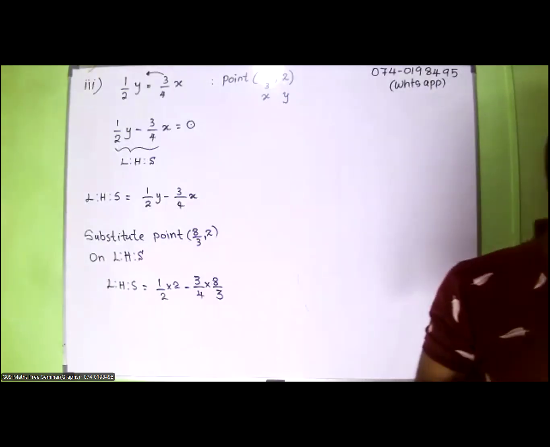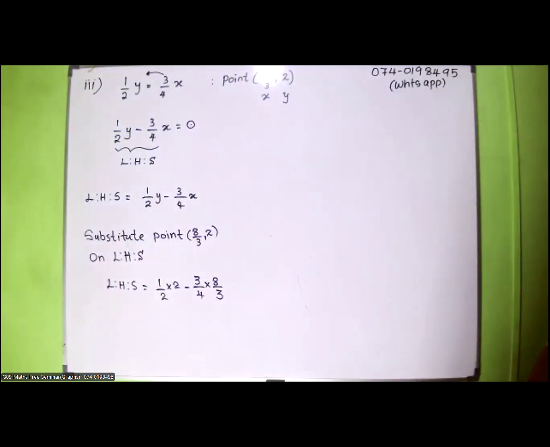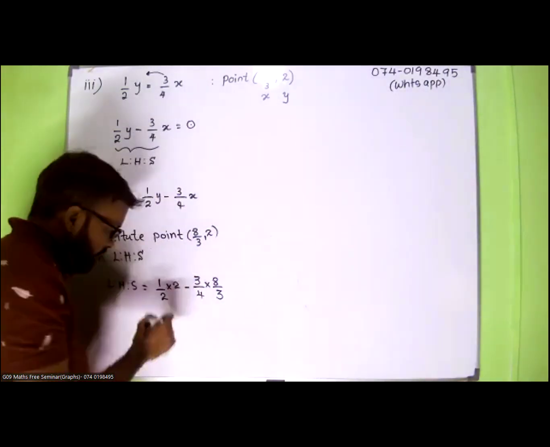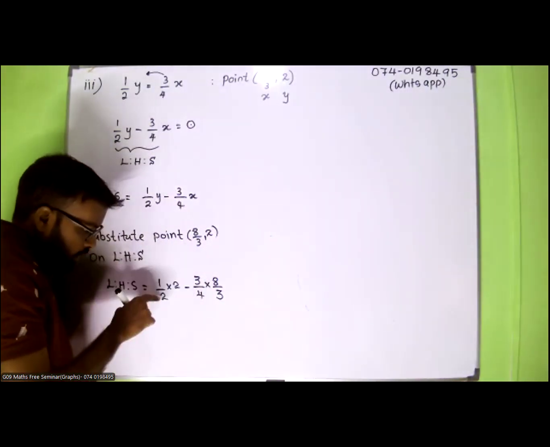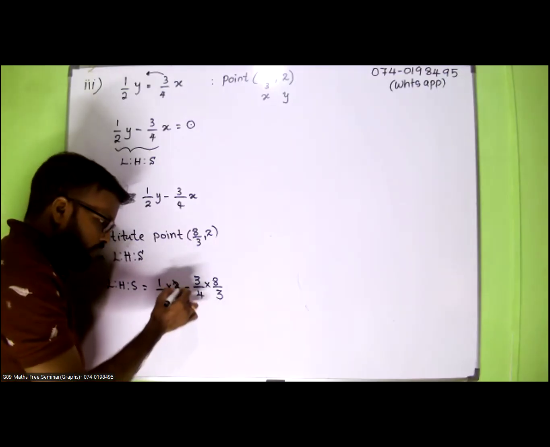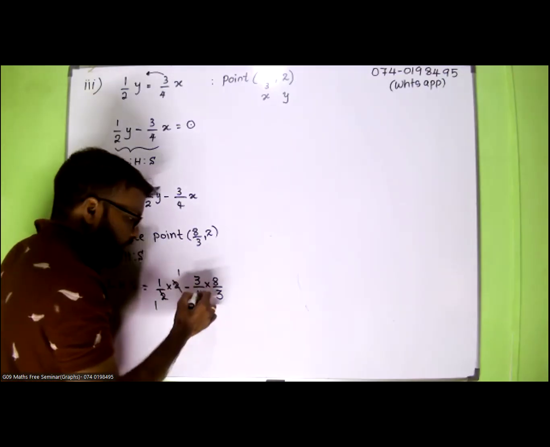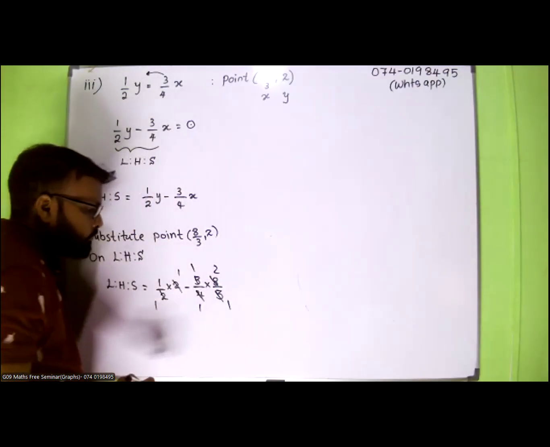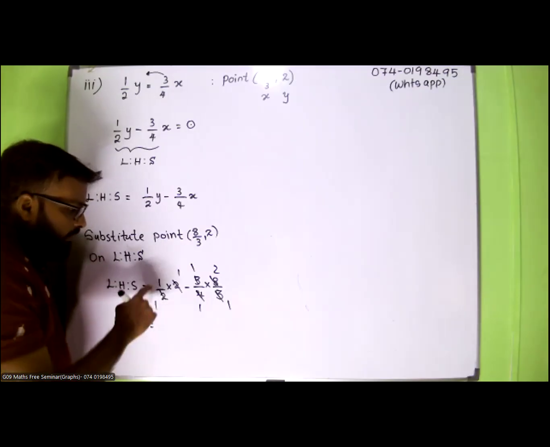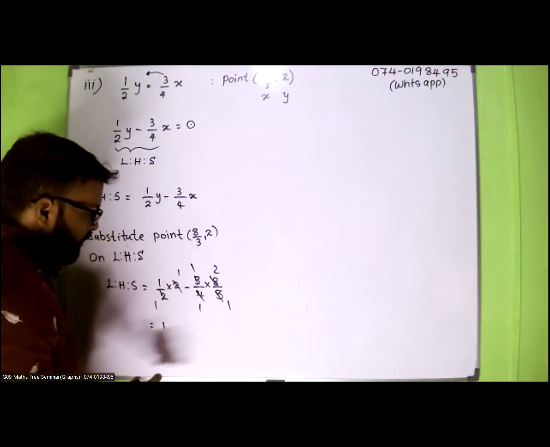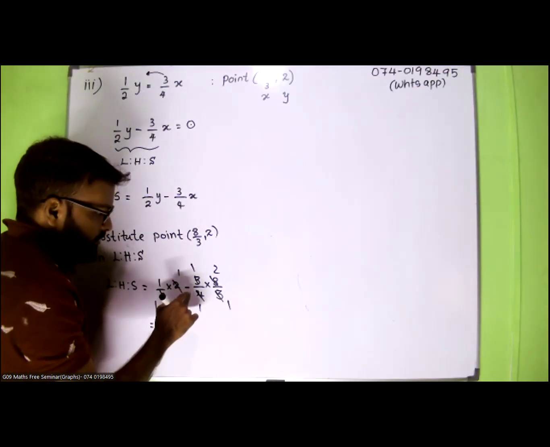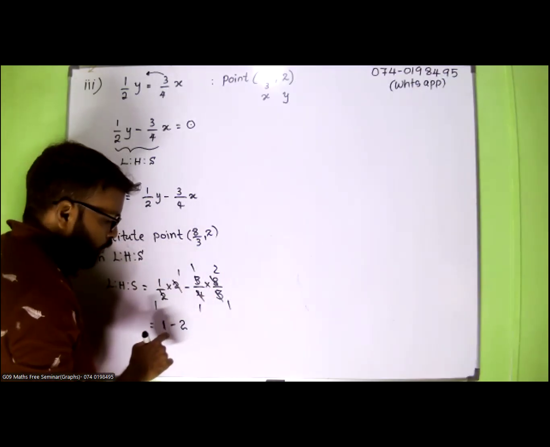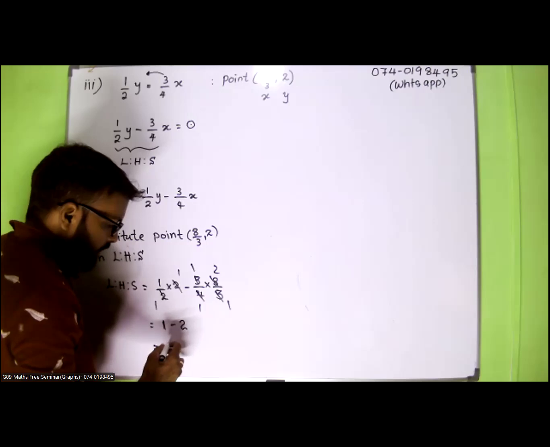We can simplify it further, right? Here in the numerator we have 2, in the denominator we have 2, 2 times 1, 2 times 1, 4 times 1, 4 times 2, 3 times 1, 3 times 1. So we will be having 1 times 1, 1 minus 1 times 2, 2. 1 minus 2, minus 1.